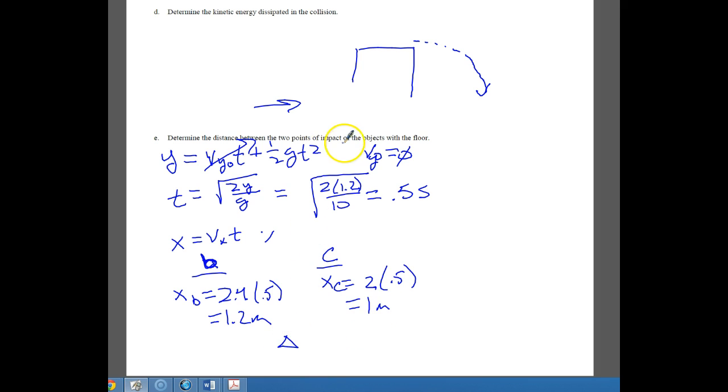So they want us to find the distance between the two points of impact. That would be the change in position, equal to 1.2 minus 1, and you get 0.2 meters. So you'd have one thing land, and the other one, and the distance between the two would be 0.2. This would be about 1.2, and this one would be 1.0 meters from the edge of the table. You can just use those two numbers to find this 0.2 meters. And that is the end of this problem.